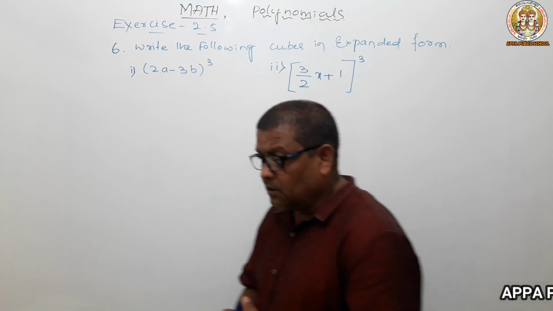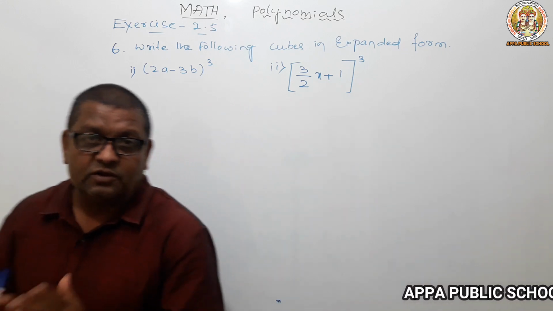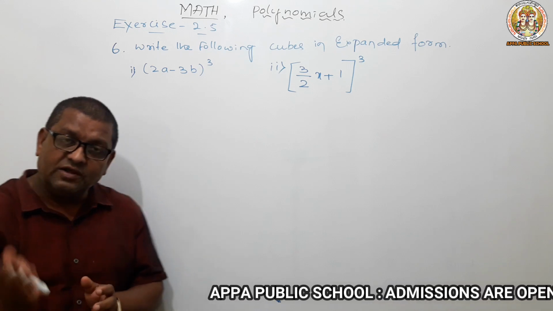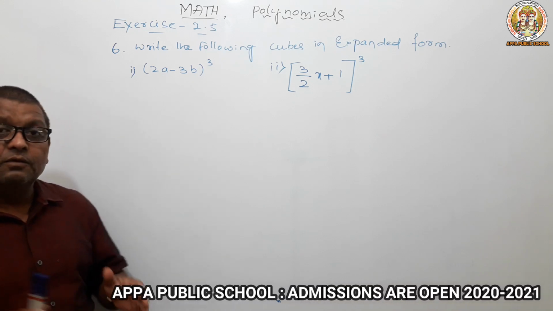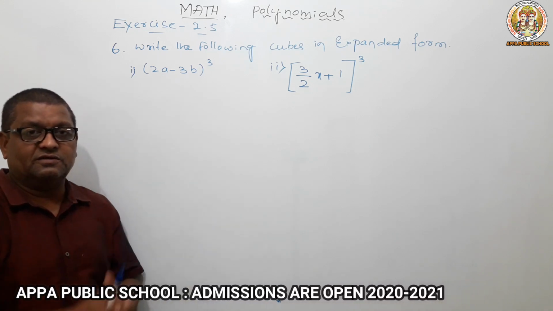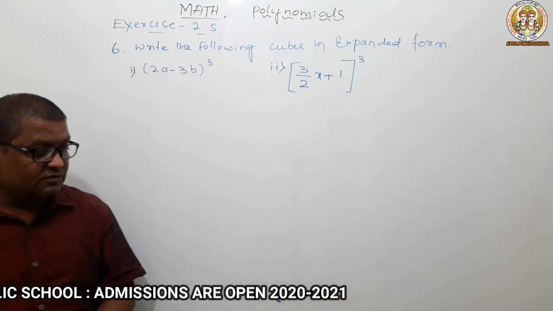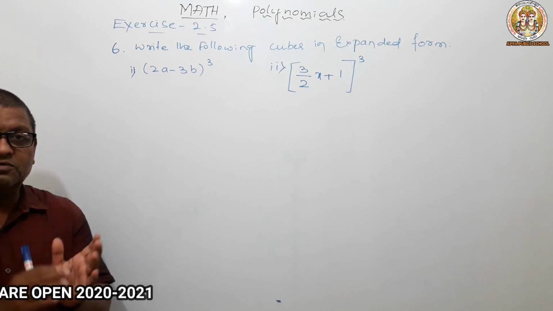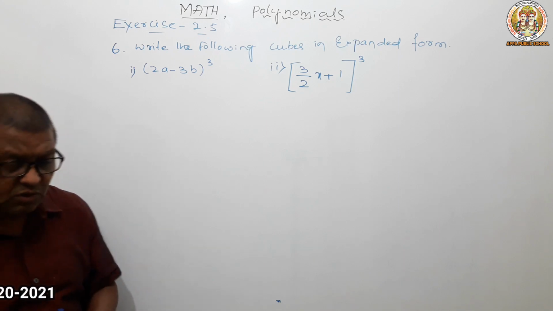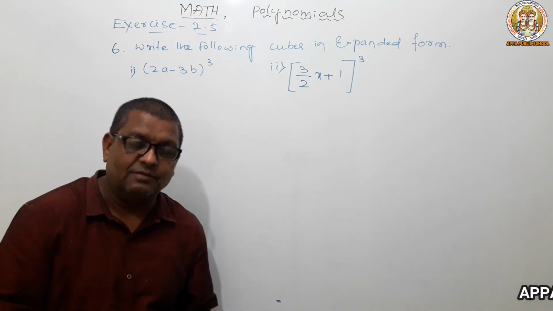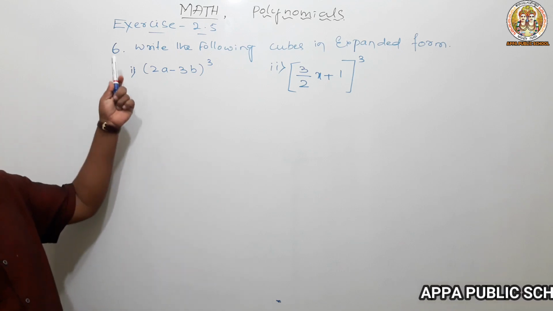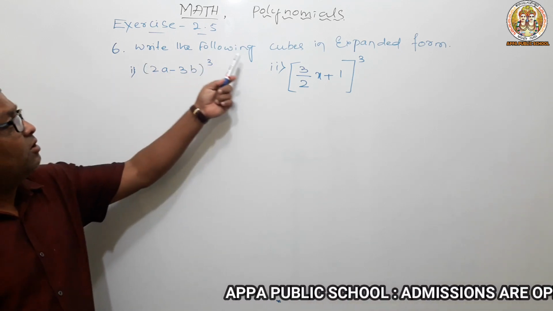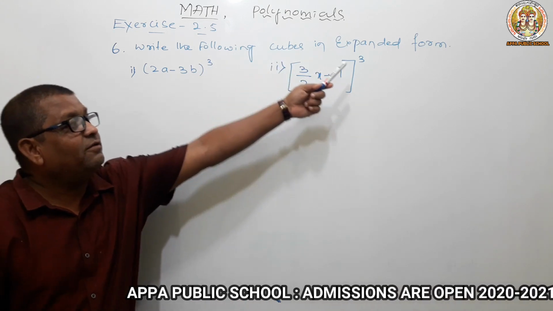In the first bit we solved LHS to RHS. In the 5th bit we solved from RHS to LHS. My dear students, I told you before, you need to handle both sides, LHS to RHS and RHS to LHS. That is called converse. Now I came to the 6th bit. Write the following cubes in expanded form.